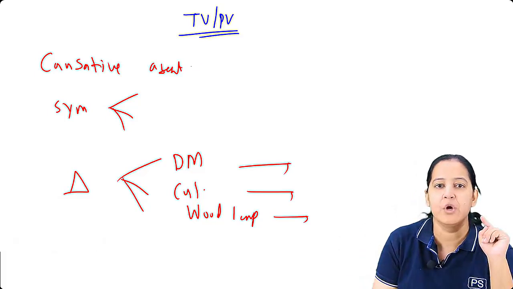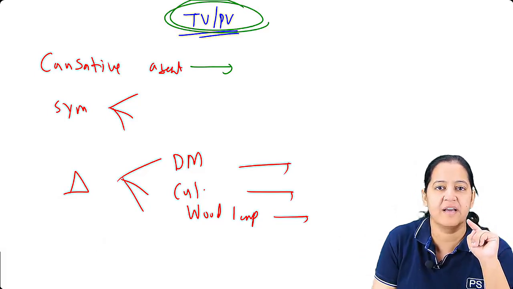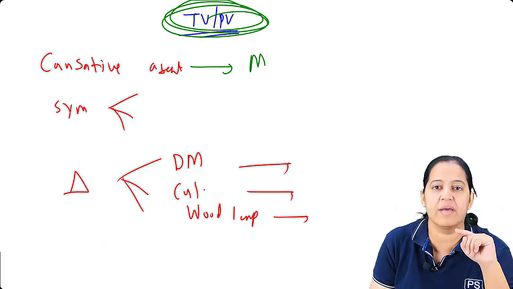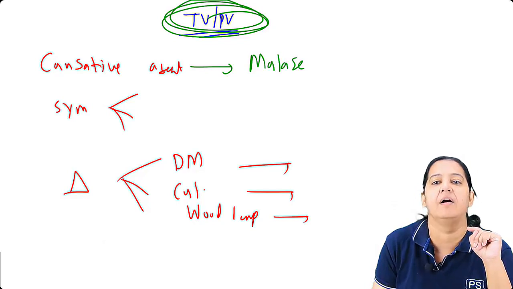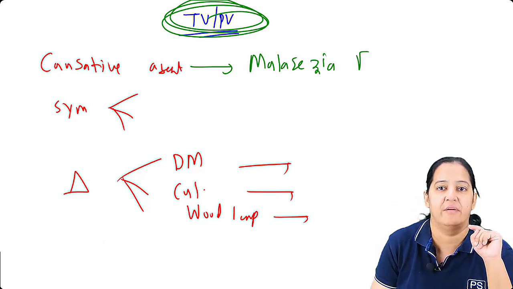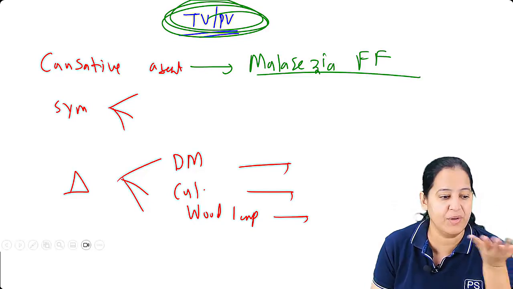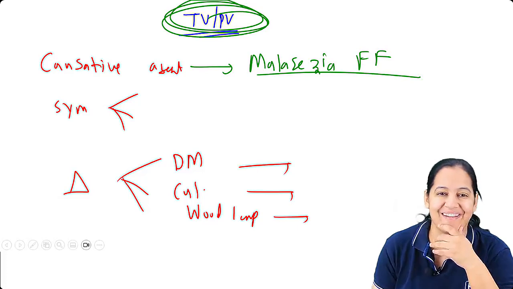Who will tell me? Who's the causative agent? Tinea versicolor, Pityriasis versicolor. Causative agent kaun hai? Say ma'am, Malassezia furfur. Malassezia furfur. Naam itna unique hai, you will never forget. Hai na? Please learn.